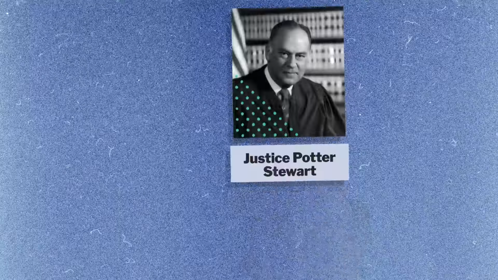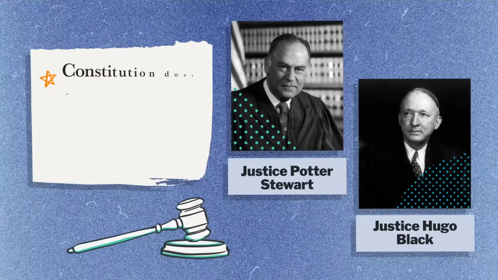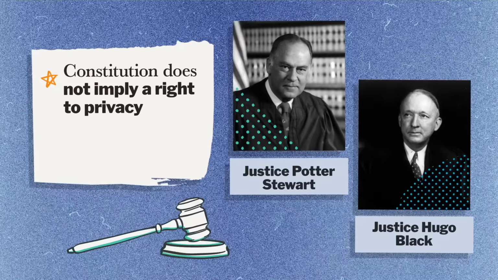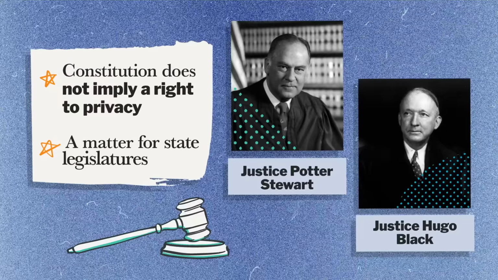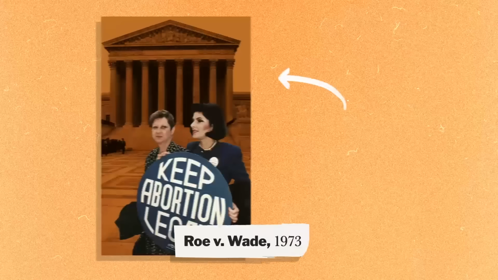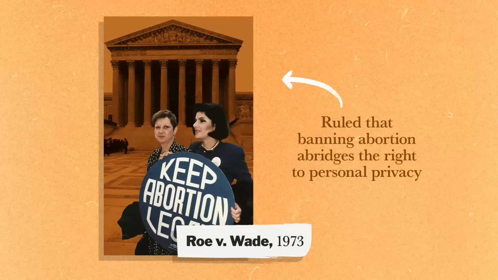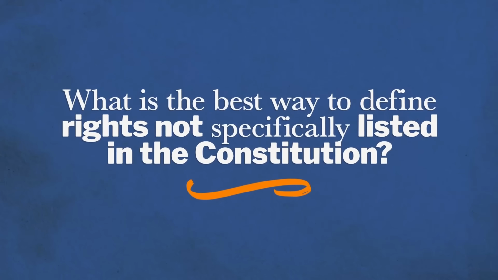In the dissent, Justice Stewart and Justice Black denied that the Constitution implied a right to privacy and argued that this was not a constitutional question for the courts, but something that should be decided by the people through their state legislatures. Griswold versus Connecticut became one of the most important Supreme Court decisions in history, laying the foundation for the future expansion of the right to privacy in Roe v. Wade and other cases. What is the best way to define rights not specifically listed in the Constitution?